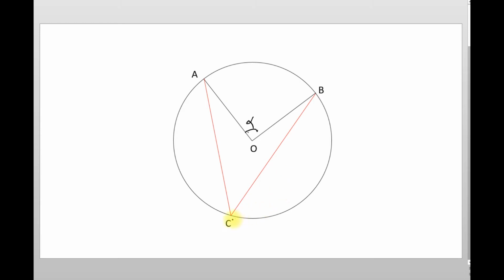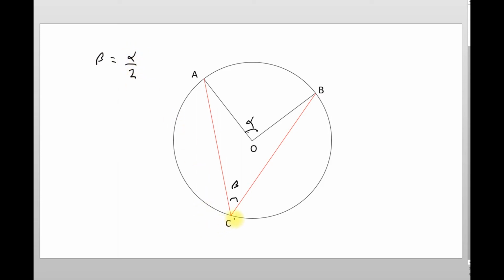Now, the angle ACB, which we're going to designate by beta, this angle is subtending the same arc. Subtending means its arms go through the same points A and B. And what we want to prove is that this angle beta is always equal to half of alpha. So beta is equal to alpha over 2.